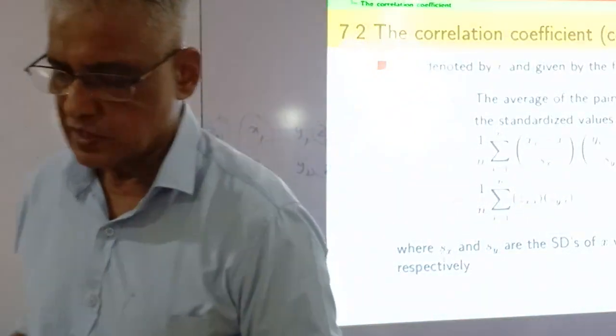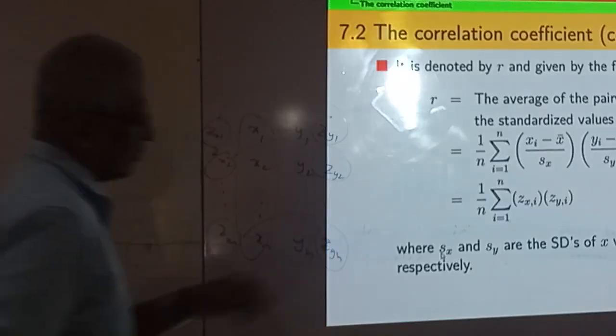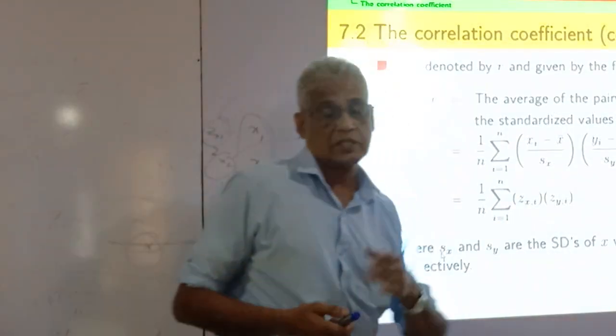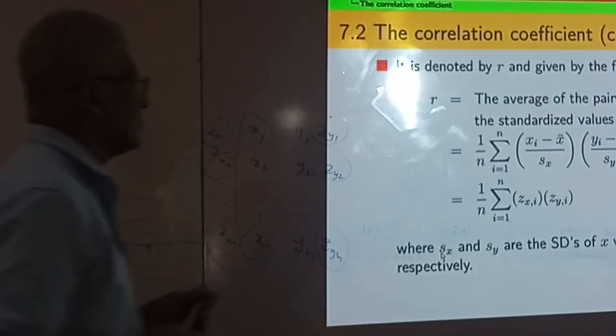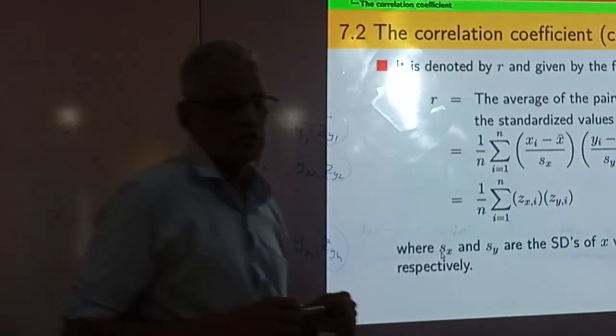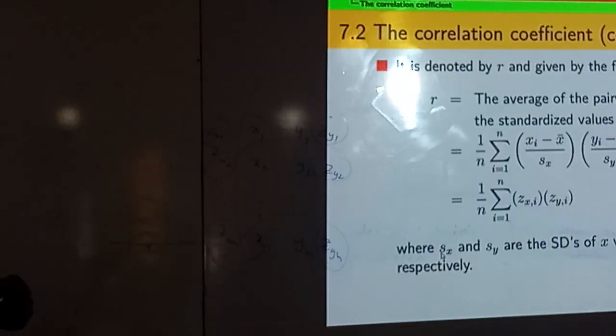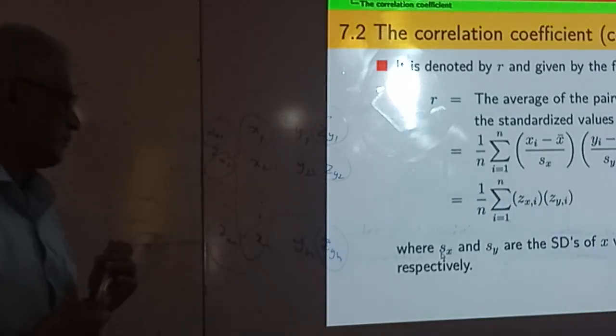The sample correlation coefficient is denoted by R. Take the product, and then take the average actually. Right? So take the sum of those products and then divide by n. So that is what the correlation coefficient is. It is denoted by simple R usually.